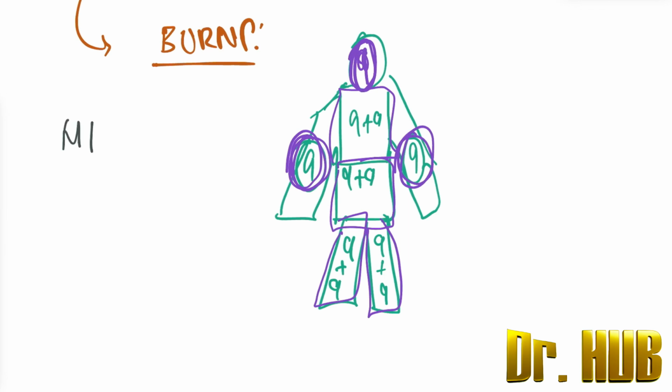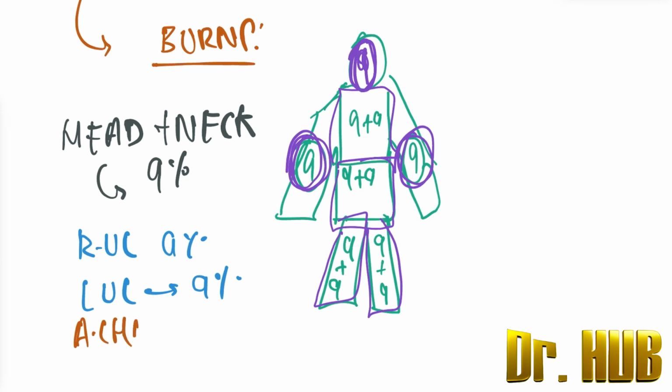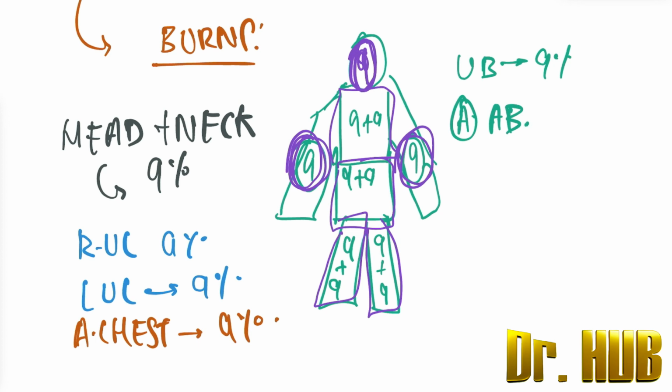Now let's look at the head and the neck. Head and the neck totally amounts to 9%. The right upper limb is 9%. The left upper limb is also 9%. Next is the anterior chest. Anterior chest is 9%. Then when we look at the upper back, it is 9%. Then the anterior abdomen is 9%. So when you are looking at the total here as of now, it is 54%.